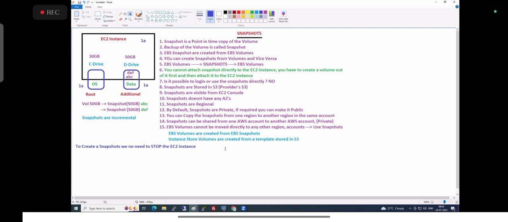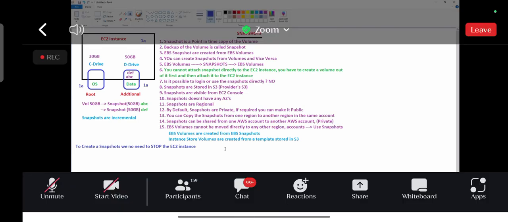Interesting, no? How do you do that? You have 100 volumes, and out of those, the application servers' volumes might be 20 or 30. But how do you identify those volumes? Think and answer. How do you identify any resource in AWS? Using? Tags.